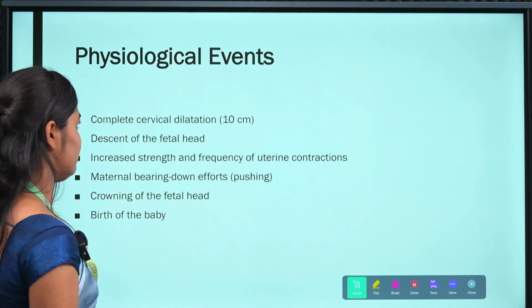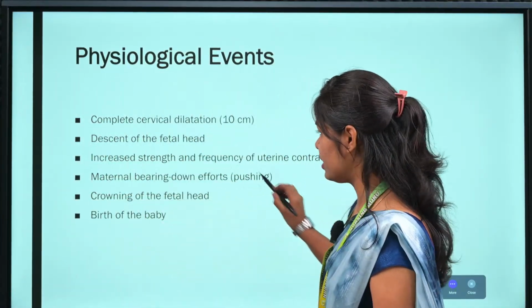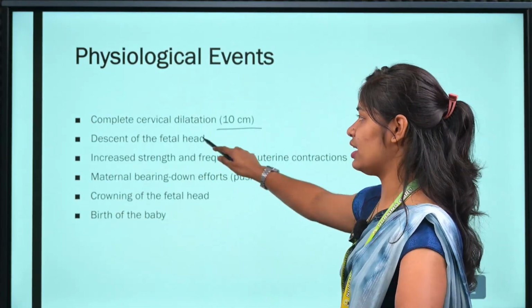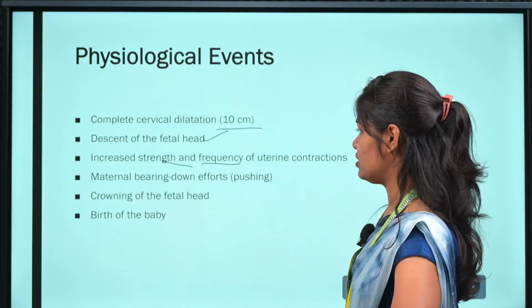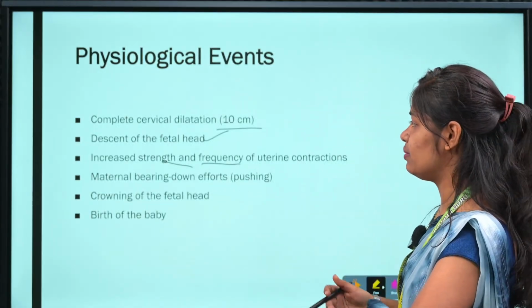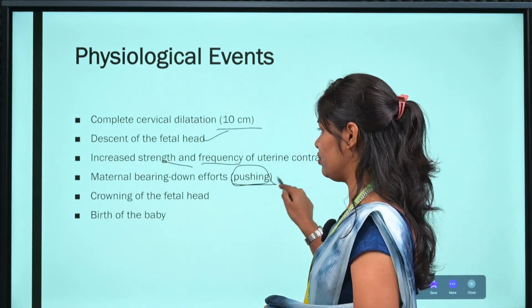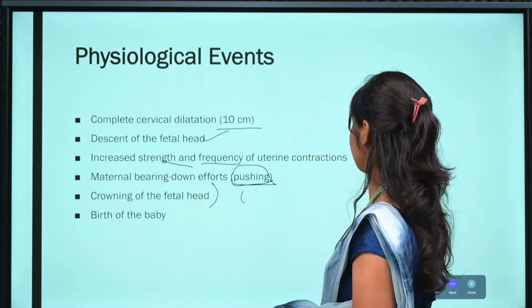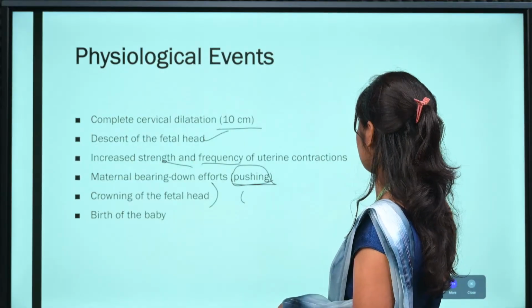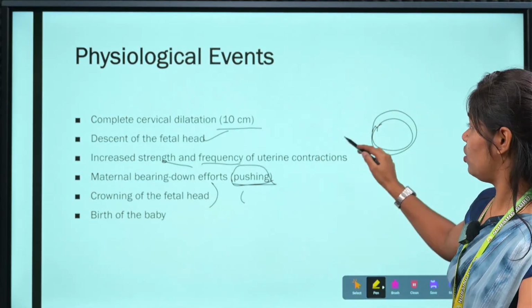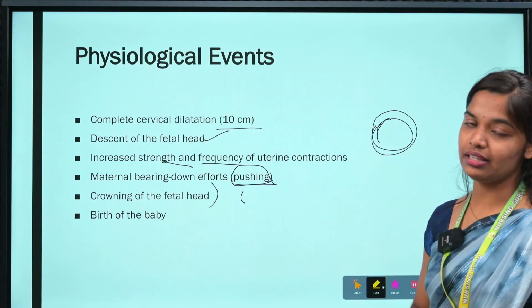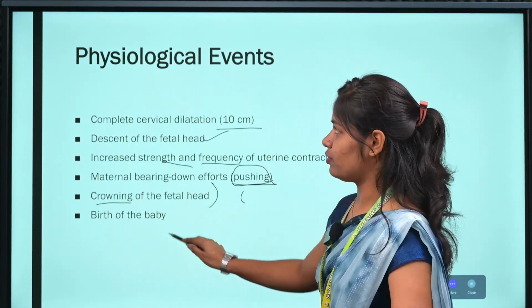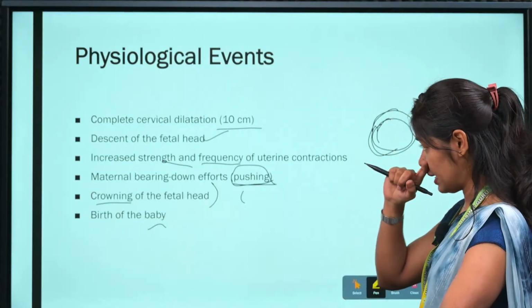Next, physiological events in the second stage. The complete cervical dilatation will occur, and descent of the fetal head, increased strength and frequency of the uterine contraction, and maternal bearing down effort. Here the mother will feel the urge to push. Then crowning: the fetal head will become visible. The cervix will dilate until 10 centimeter, and when the head is visible at the vaginal opening, we call it crowning. Birth of the baby will occur in the physiological events of the second stage.